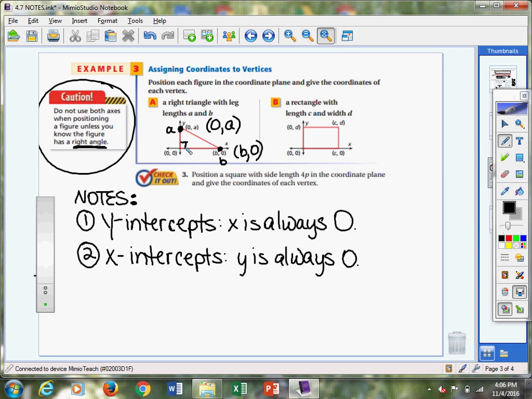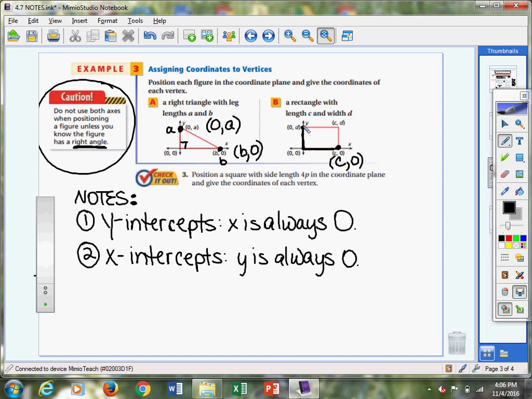Now, this time in letter B, they said, let's do a rectangle with length C and width D. Usually when we're talking about length, we're talking about left, right, and width is up, down. So this point right here, they're calling that point C. Well, that is an x-intercept. That's on the x-axis, so the name of that point is logically C0. I moved to C on the x and I didn't move on the y, so that would be C0.